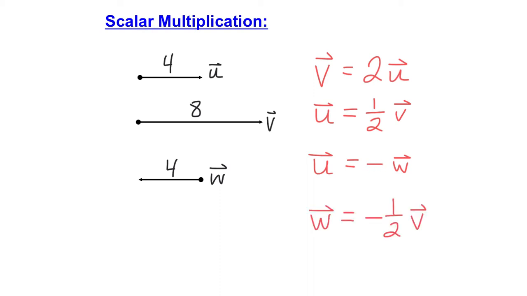And I can do a similar thing. W is half the length of V, but it's in the opposite direction. So I can indicate that with negative half of V. Okay, so the scalar multiplier can indicate a change in magnitude and a change in direction. So keep that in mind as we work with vectors in this unit.